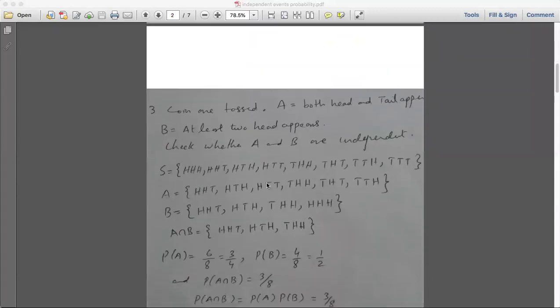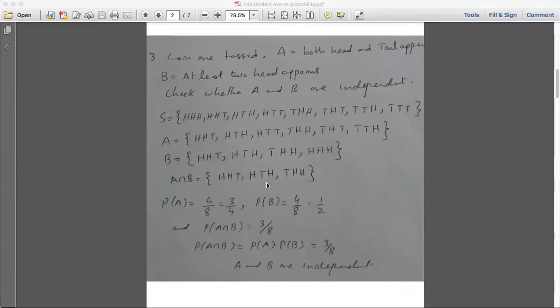After this, we have an example to check whether two events are dependent or independent. For example, as you can see here, the question is: three coins are tossed. Okay, three coins are tossed. We take event A, in which both head and tail appear. And event B, in which at least two heads appear.